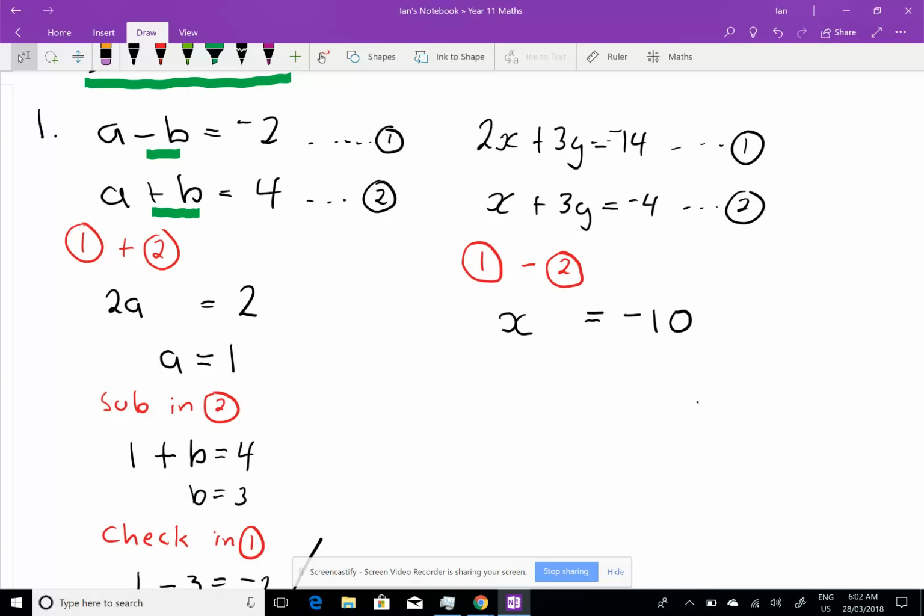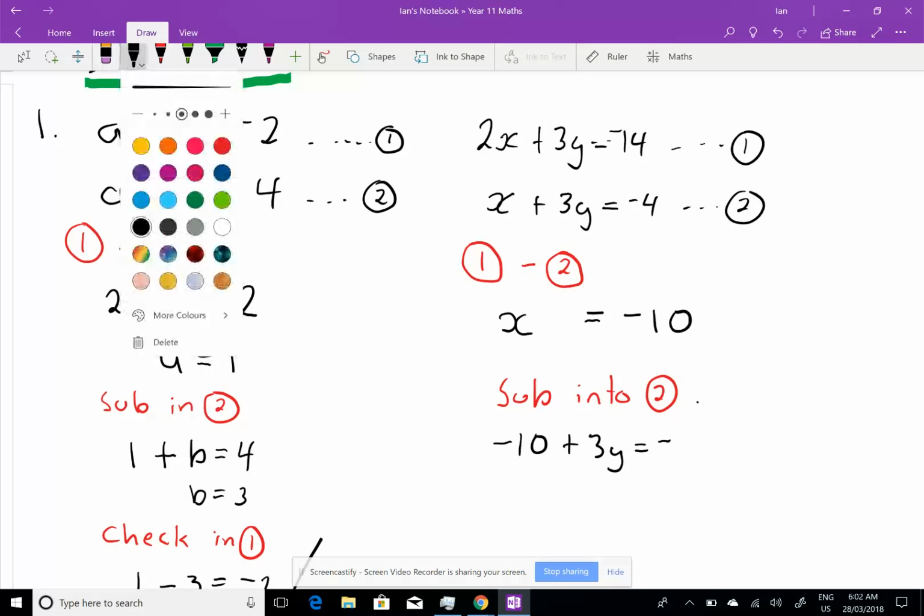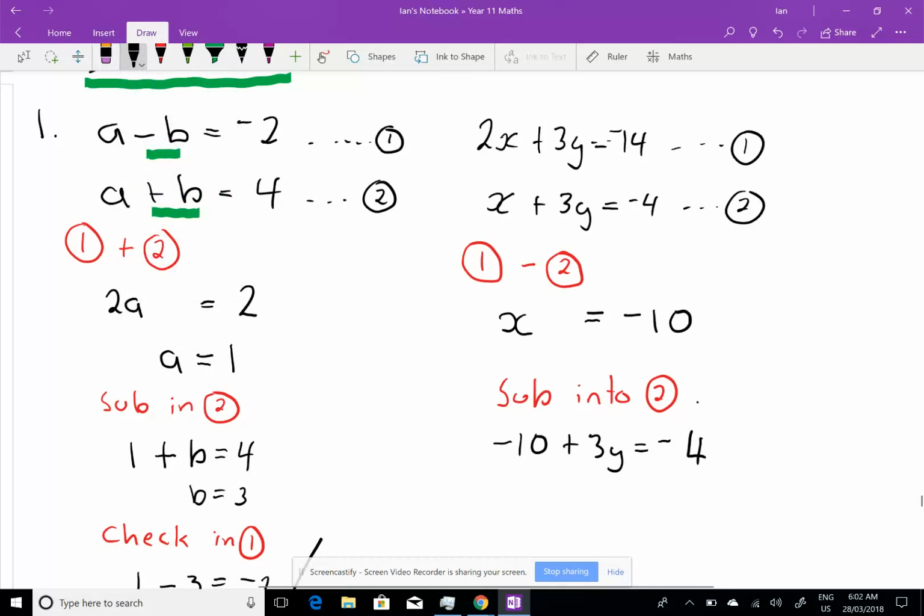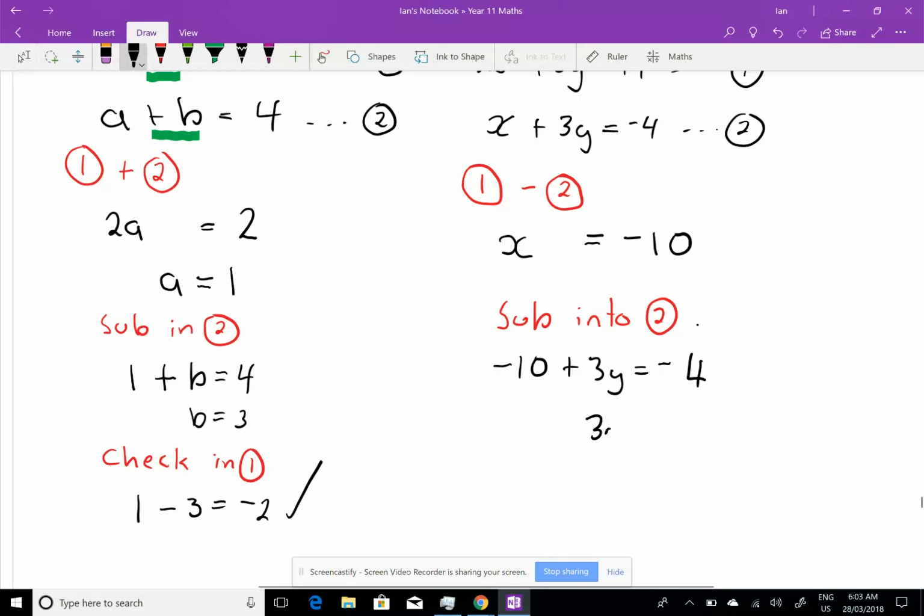All right, once I've got x is minus 10, I have to substitute it in. Now I'm looking at these two equations. I think I'll substitute it into equation number 2. That looks easier. So I'm going to sub that into equation number 2, and I get negative 10 plus 3y equals negative 4. I add the 10 over, 3y equals 6, and I divide by 3, and y equals 2.